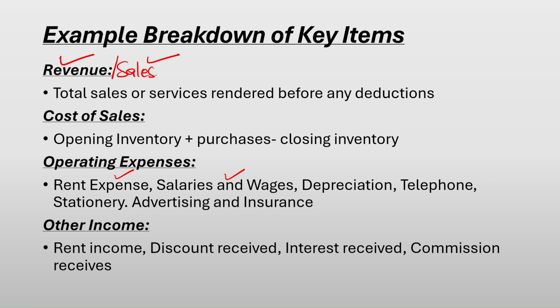So make sure that if they do that, just put them in separate columns. But if they give you in one go, like salaries and wages, then you must write them in just one single go, right? Then after that we have depreciation. I have covered depreciation. I have a video on depreciation that is already up.